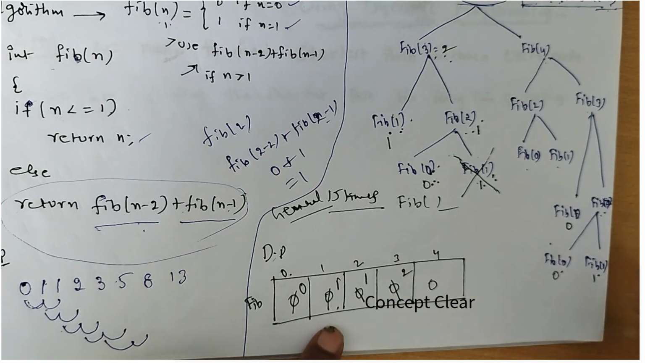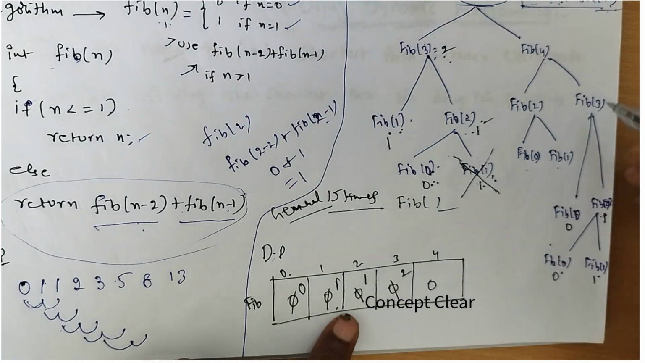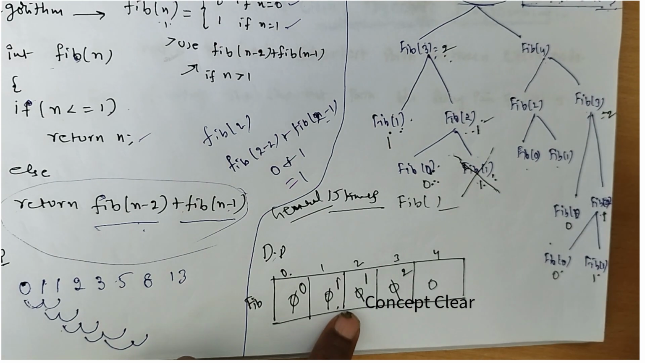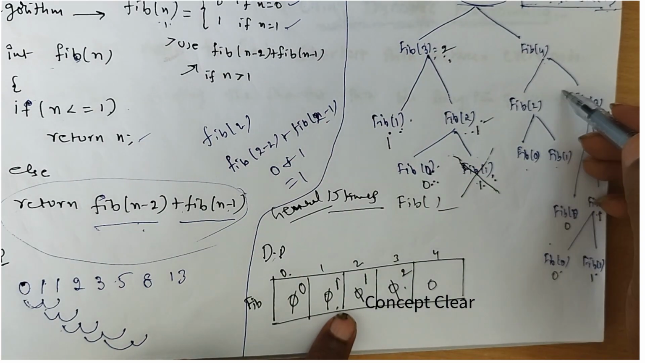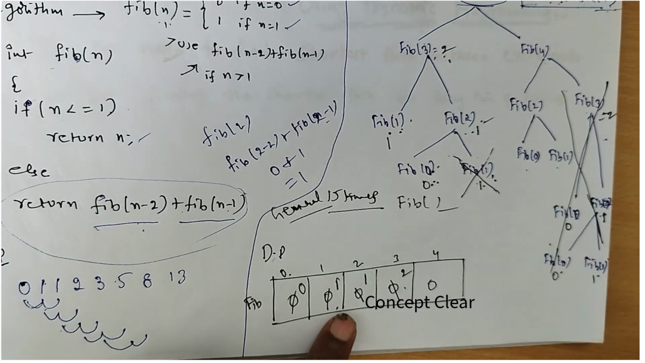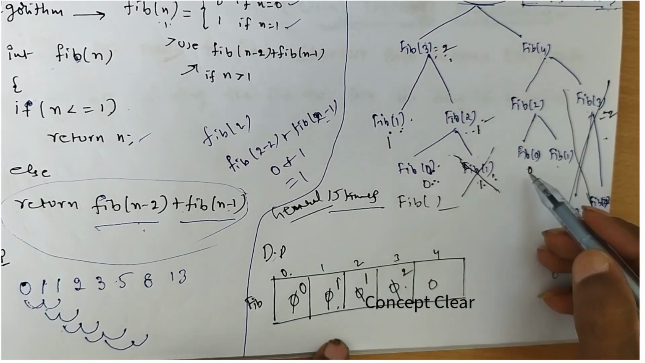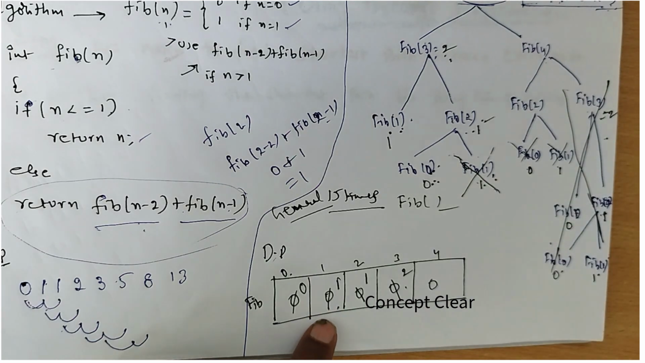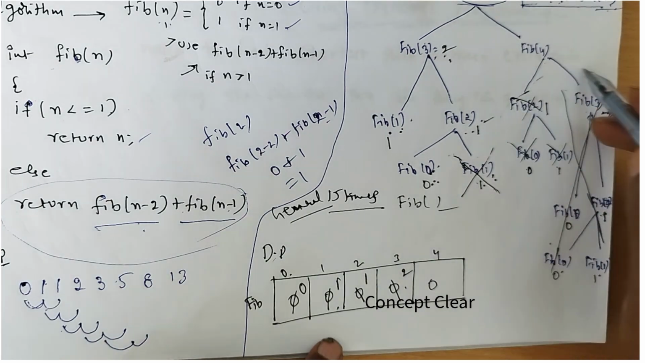And fib of 2: we called it here already, so no need to call it here. This value is 1, so no need to call this function. And what about fib of 3? Again the value equals 2, but we already called fib of 3 previously, so no need to call this part. This entire part will not be called a second time. Fib of 0 we called previously, so it is not called. Fib of 1 value is 1, so it is also not called. Fib of 2 value equals 1, also not called. This entire part is not called again.